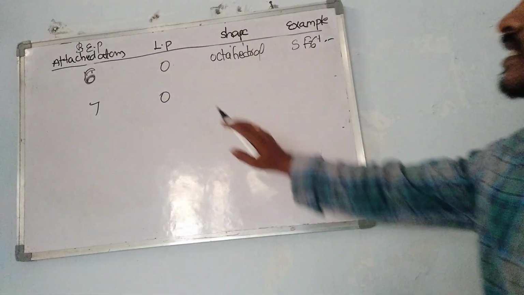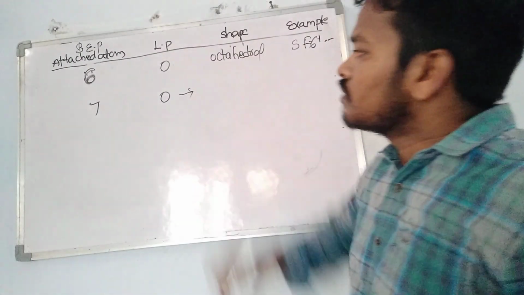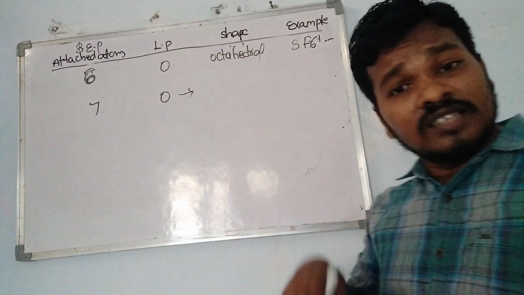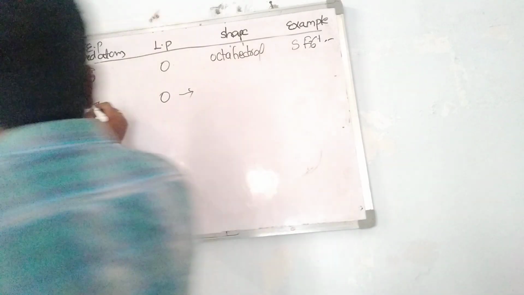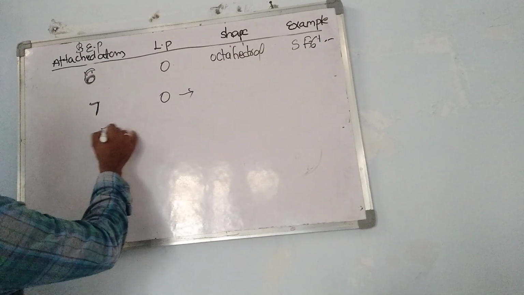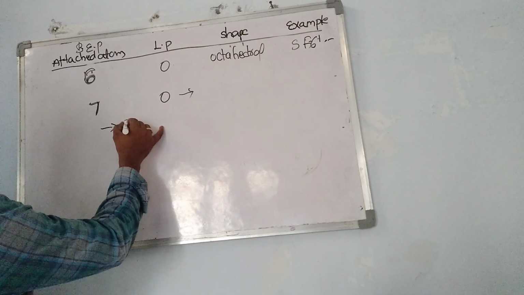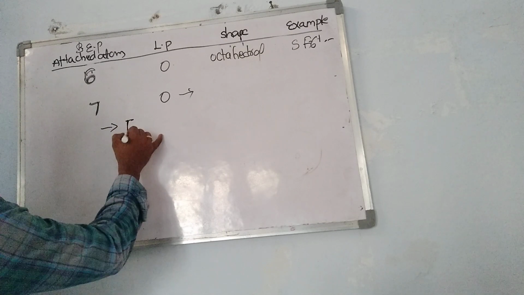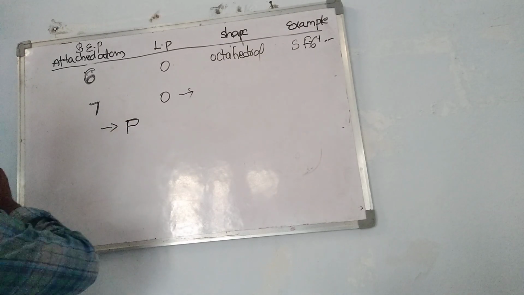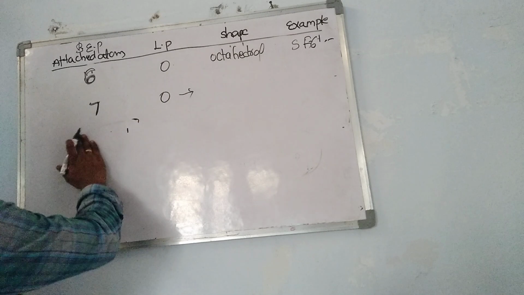Next one is 7. 7 you have to remember. If you want to remember very easily, how can I remember? See here, 7 is there. Just reverse the 7. How is it looking? Just make it like this.